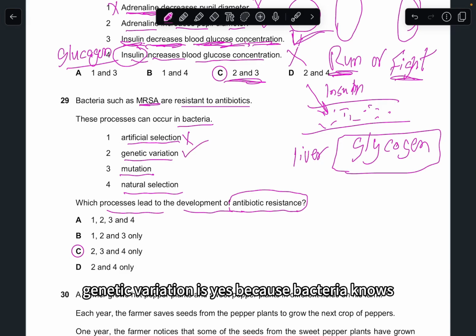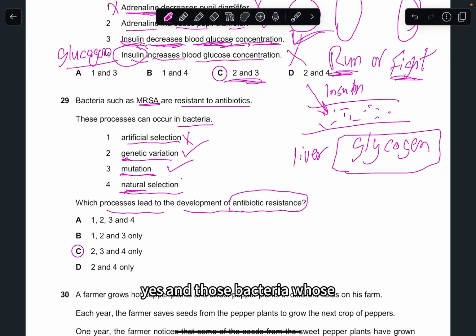Genetic variation is yes, because bacteria know how to respond to the antibiotic, and they do this through genetic variation in their DNA. Mutation, yes, is a change in DNA. And natural selection, yes. Those bacteria whose resistance becomes stronger, they live and they develop. So the answers are 2, 3 and 4.